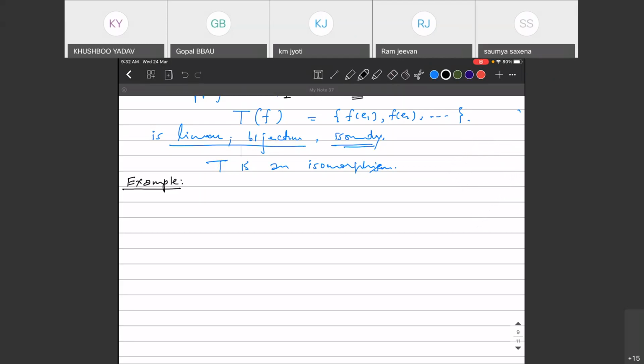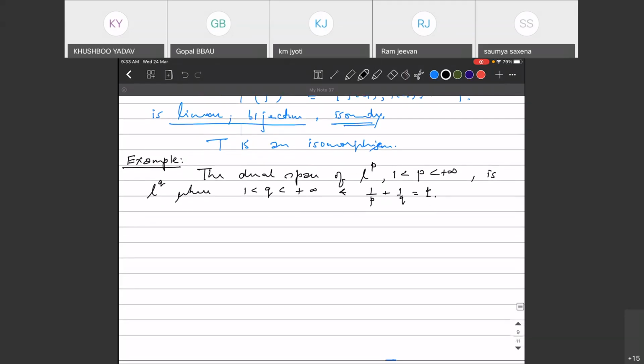Okay, let's see this. The dual space of LP where this P is between 1 to plus infinity is LQ. Here Q is again 1 to plus infinity and 1/p plus 1/q equal to 1. So P and Q are conjugate to each other. Okay, let's see a proof of this.